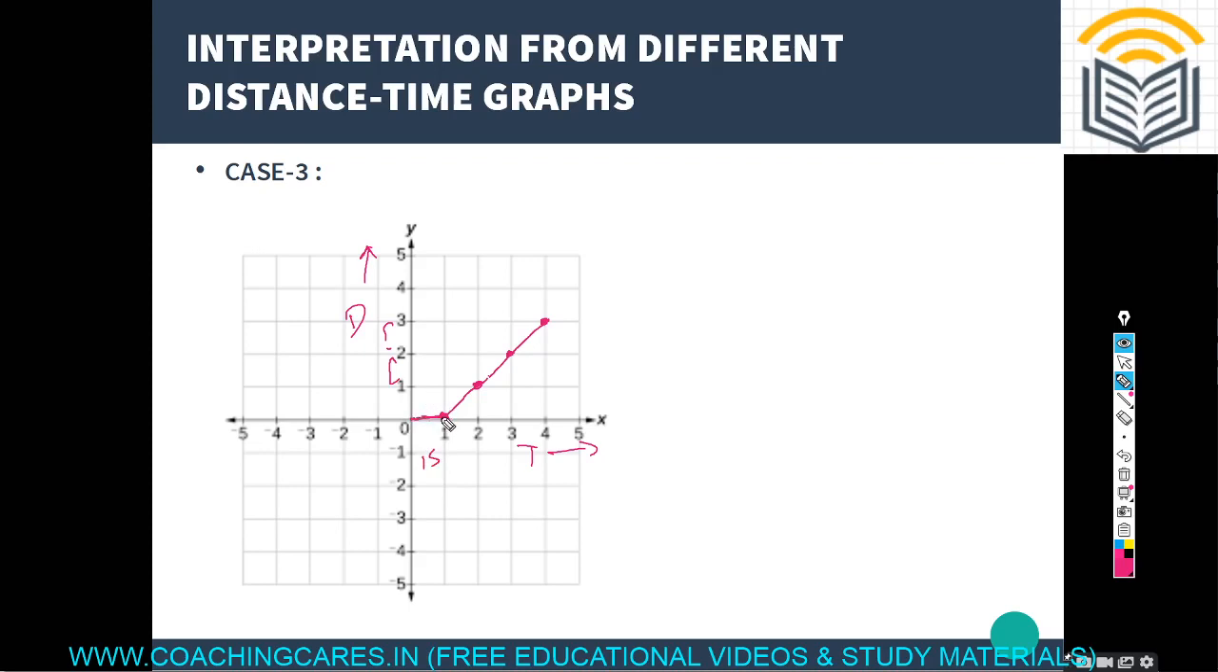So this is steady. For the first 1 second the body is at rest, and after 1 second the body is in uniform motion. So this graph shows both motions. Initially the body is at rest in the first 1 second, and after 1 second the body is moving with uniform velocity, or uniform motion.